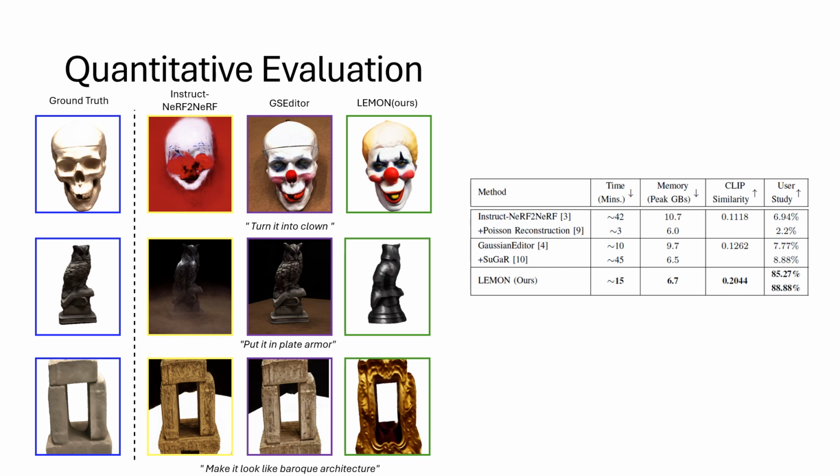We use CLIP directional similarity and a user study to evaluate how well edits align with prompts. Our method outperforms others in this metric, demonstrating its ability to follow edit instructions more effectively. Unlike other methods that rely on decoupled processes, our approach integrates mesh extraction and neural shading, enabling faster and more efficient mesh and view synthesis while maintaining a strong balance between quality and speed.